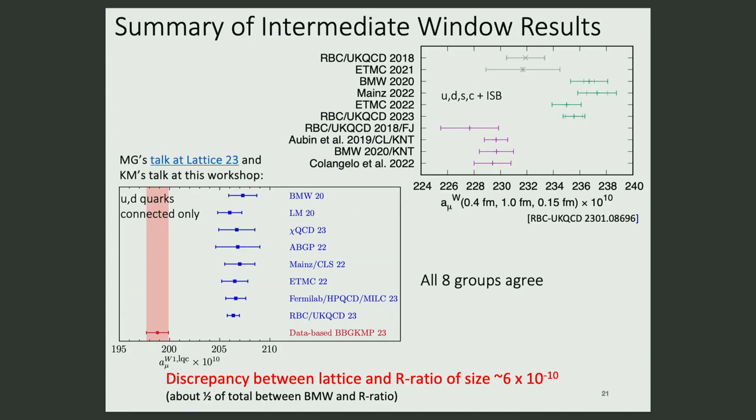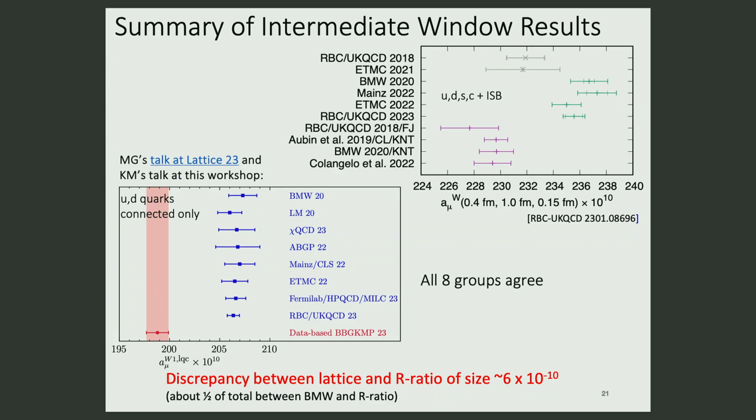So this is a summary of the window results. This is basically a year old, since all of these lattice calculations have been done. And the striking thing here is that there are essentially 8 different lattice calculations, and they're all consistent to very high precision for this intermediate window quantity. This is from Martin Golterman's talk at the lattice meeting, and they have a way of extracting it. So this is just the up and down connected quark contribution only. These are the lattice results, and you can see they're very, very consistent, very precise.